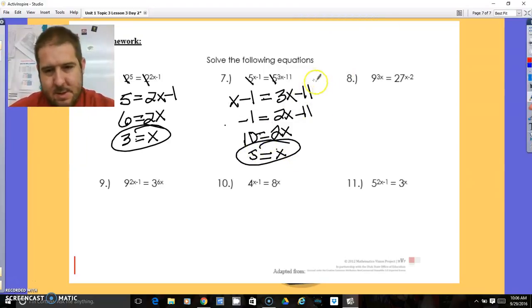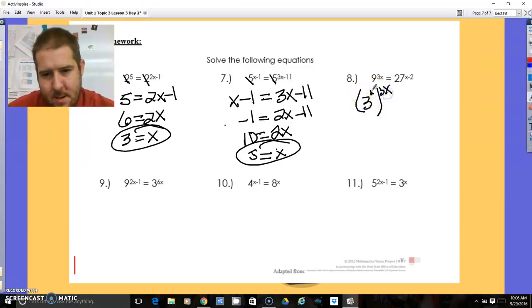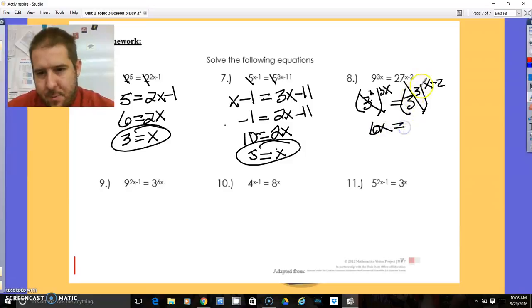All right. So just listen to me talk myself through it. Because if you're just looking at this work, you're probably wondering what I did. 9 and 27 can both be changed to base 3. 9 is the same thing as 3 to the 2nd power. And then leave the 3x on the outside. That's the 2nd power. Equals 27 is 3 to the 3rd power. Leave the x minus 2 on the outside. Cross these off. 2 times 3x makes 6x. 3 times x is 3x. 3 times negative 2 is negative 6. Subtract 3x from both sides. Divide both sides by 3, and you got an answer of negative 2.